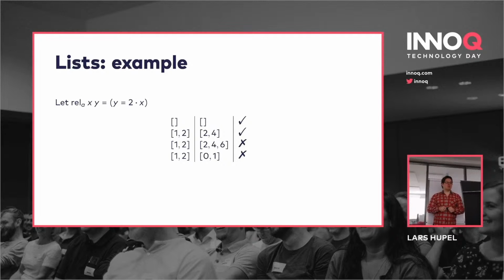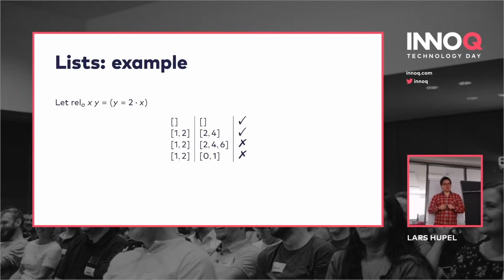Let's look at this as an example. So let's say we have a particular relation where it says that the y must be double the x. Now we can look at different lists and see if they're related. So the empty list is always related to the empty list. Right? They have the same length, 0, no elements in them to compare, check. The second line, we have two lists, equal length, so length is 2 in both cases. And the first list has 1, 2, and the second list has 2, 4. Now we check the elements, 2 is double of 1, check. 4 is double of 2, also check. So those two lists are related.